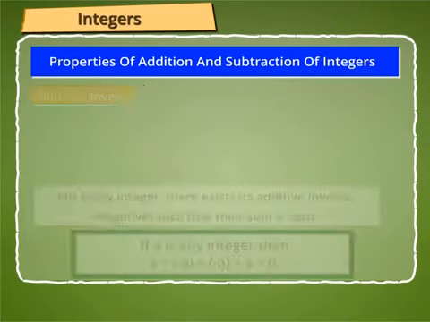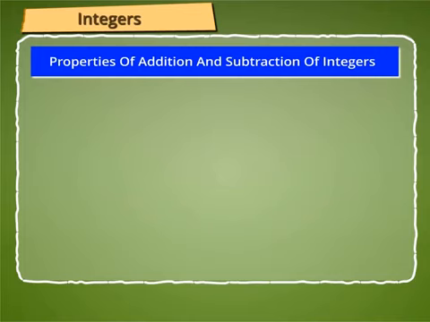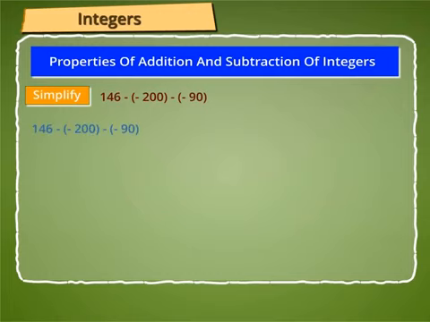Let us now learn simplification by means of an example. Let us simplify 146 minus 200 minus 90. So 146 minus 200 minus 90 is equal to 146 plus 200 plus 90. This gives us 346 plus 90 is equal to 436.